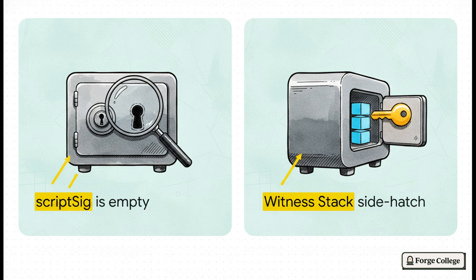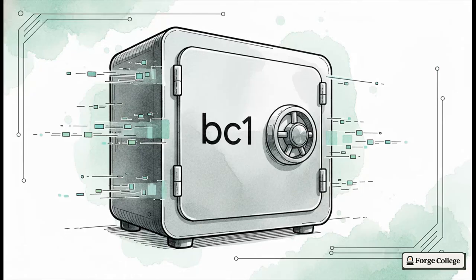By moving the key over to the side hatch, transactions become smaller, they get significantly cheaper, and they become completely immune to those signature malleability bugs we just talked about. It's a real game changer. So how do you spot these high-tech side hatch safes? It's easy. They always start with BC1. Whether it's a standard key or a complex script version, whenever you see BC1, you are looking at this sleek, modern design. Actually, it is the absolute gold standard for efficiency on the network today.